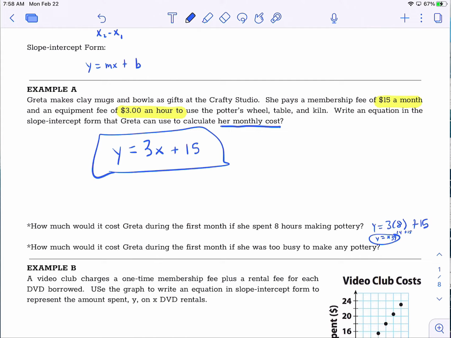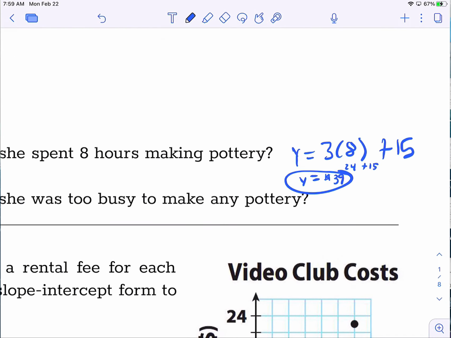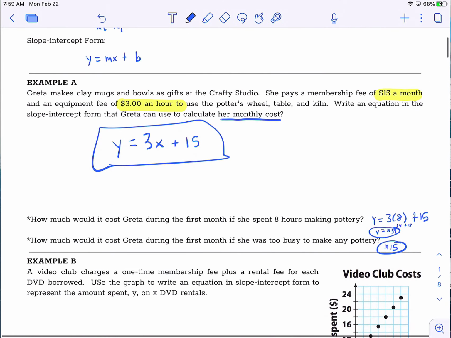It says, how much would it cost Greta during the first month if she was too busy to make any pottery? So if she didn't go there at all, she didn't use anything at all, she still would have to pay the $15, right? That's what that is asking. What's that starting value and how much would it cost? If you pay a membership fee somewhere and then you also have to pay an additional amount every time you go there, like per hour, if you don't use it, you still got to pay for it.